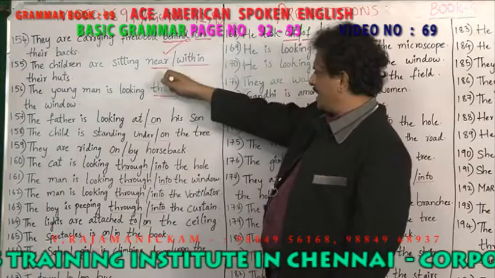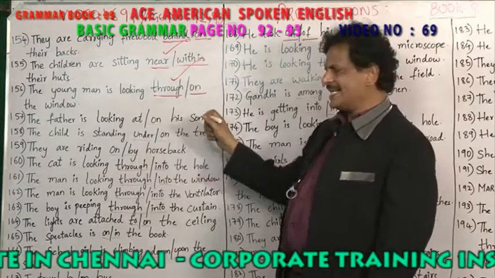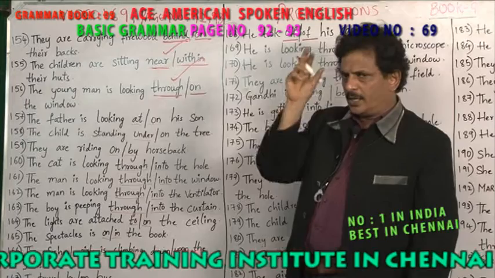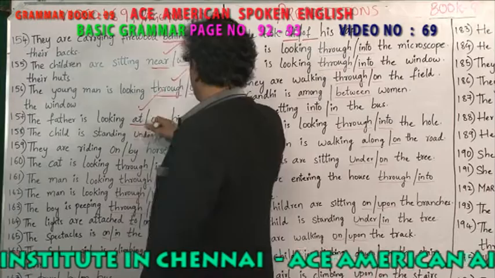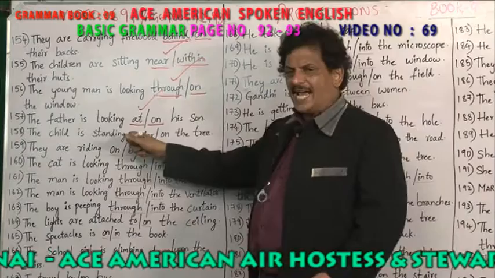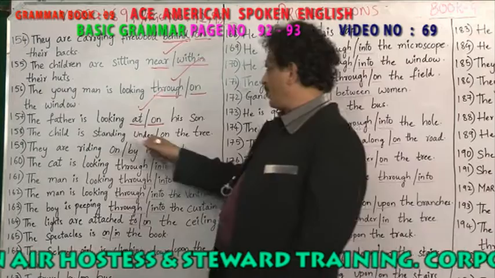The father is looking at his son or on his son. At his son, a location. So he is using at. On is not used because on is a surface preposition. The child is standing under the tree or on the tree. Under the tree is correct, not on the tree.